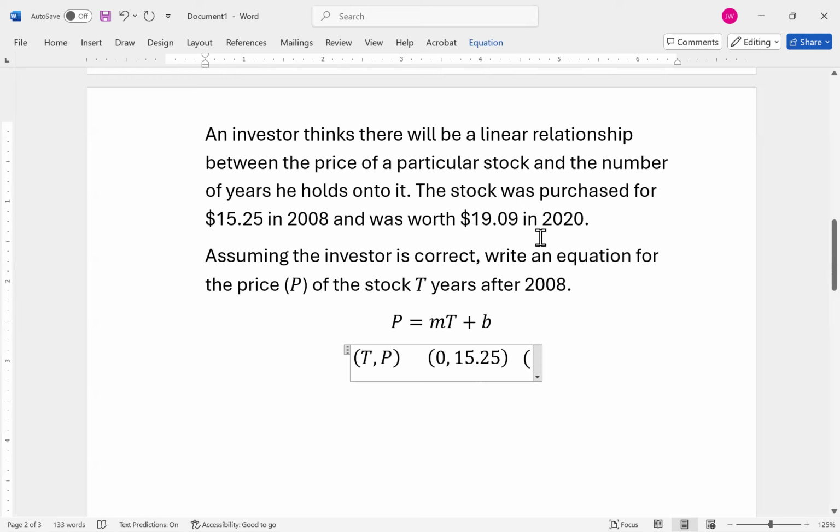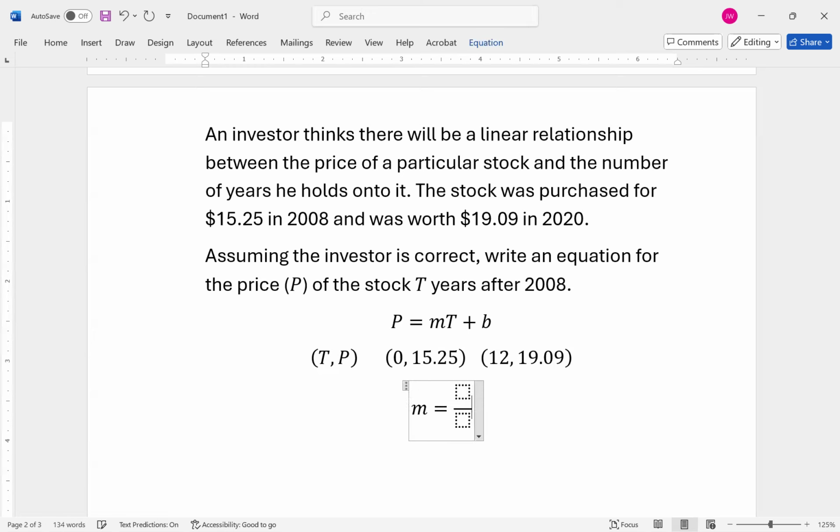In 2020, the price was 19.09. Now, be careful about this. 2020 has a t-value of 12 because that's the difference in time. Remember, a time of 2008 is a t-value of 0. So 2020 would be a t of 12. And the price 12 years after 2008 was $19.09.